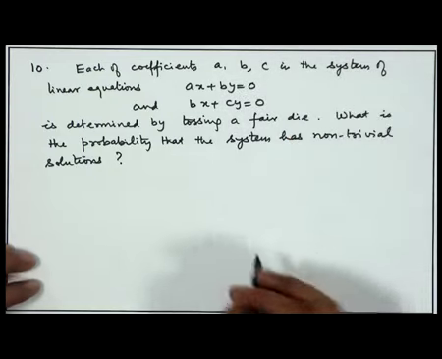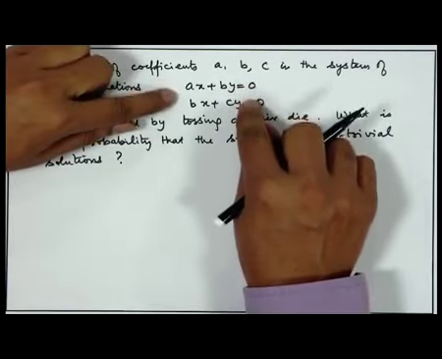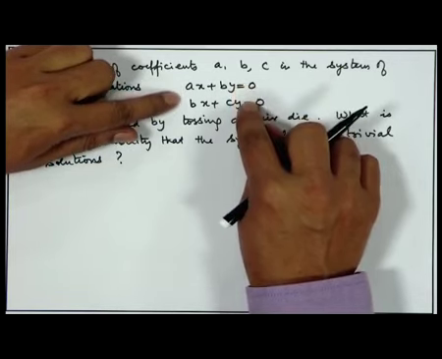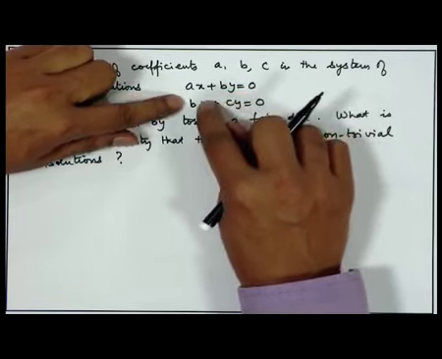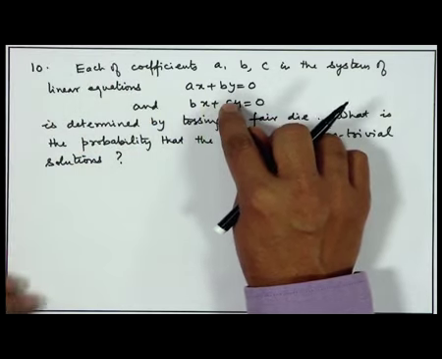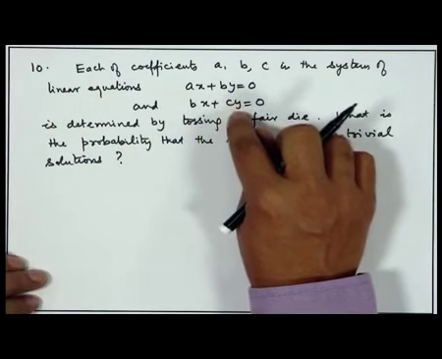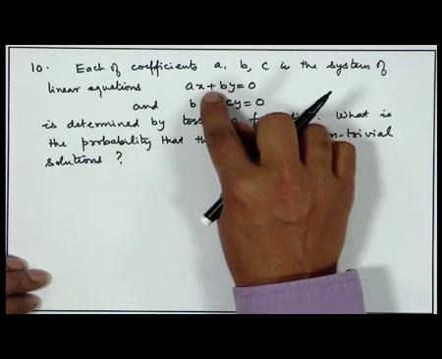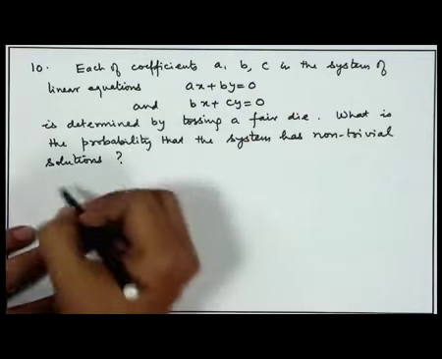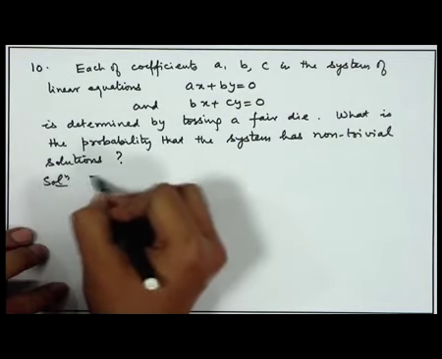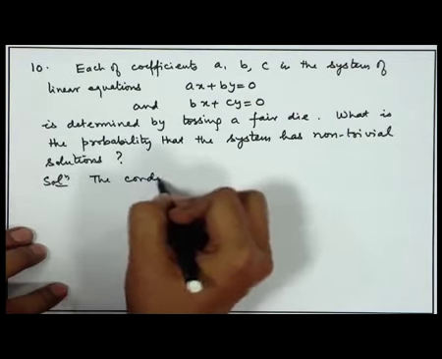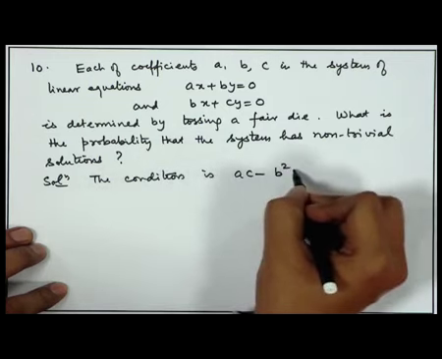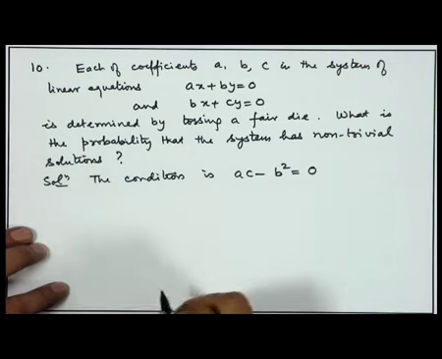So, in the system of linear equations you might have done the Cramer rule. The condition will come that this determinant, or you can say a c minus b square, must be 0. If a c minus b square is not equal to 0, then the only solution is 0 0. So, we need the condition a c minus b square is equal to 0.